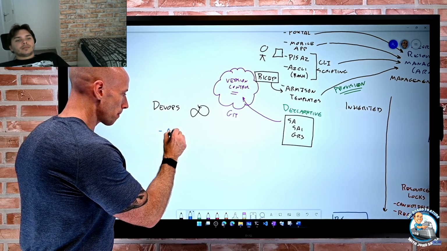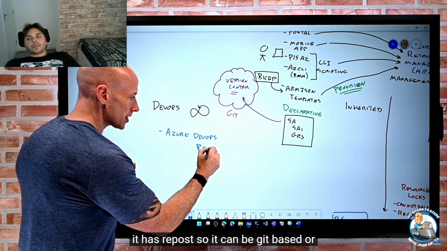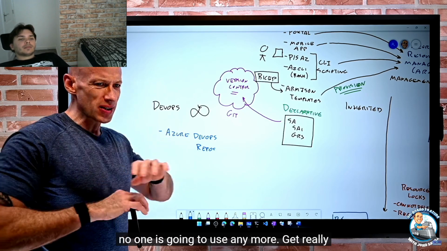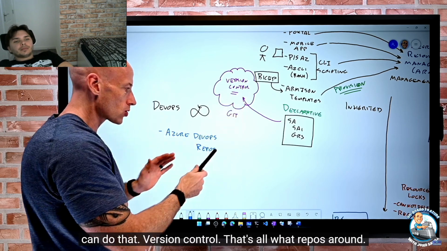And there are different tooling sets available to us. So there's Azure DevOps. So Azure DevOps has repos. So as you would expect, it has repos, so it can be Git-based, or it has its own Team Foundation version control, which really no one is going to use anymore. Git really has become the standard in repos. This is how we can do that version control. That's all what repos are around.